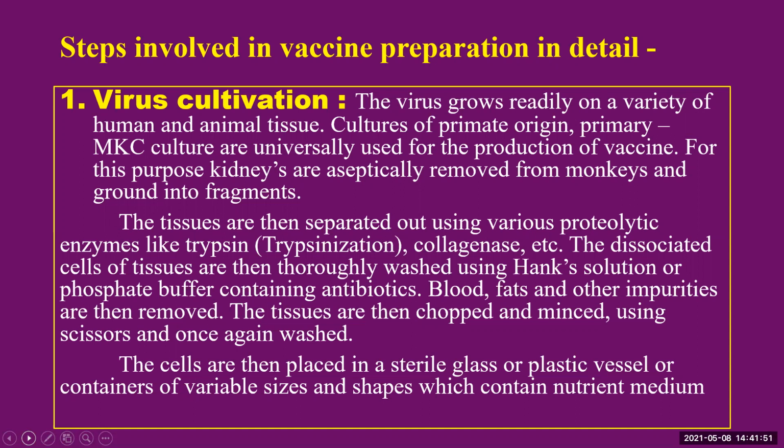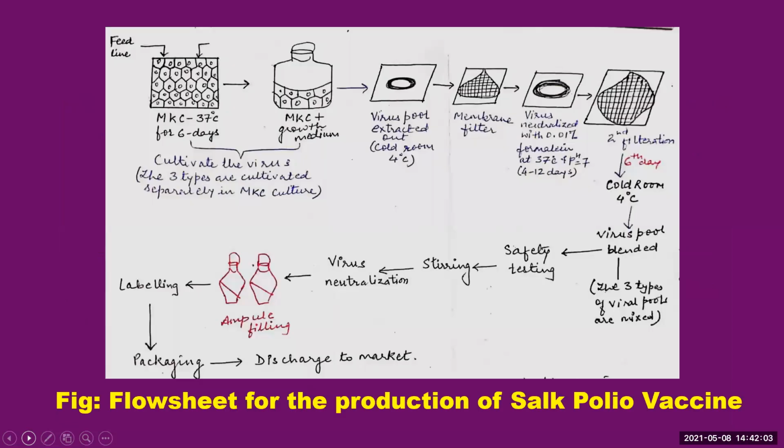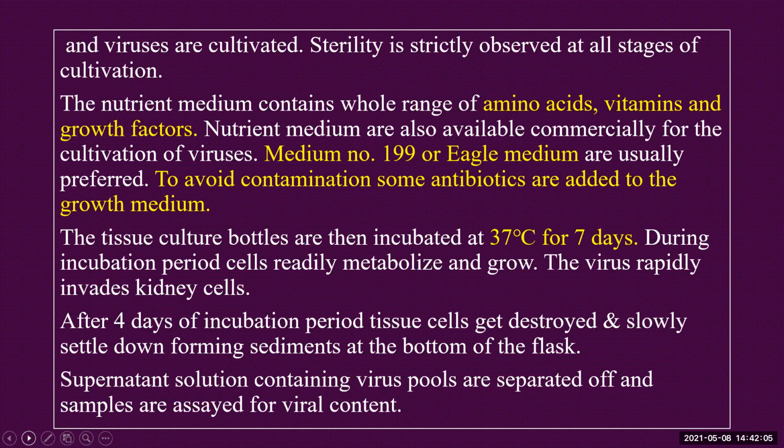Then the individual cells that are separated by trypsinization are placed in a sterile glass or plastic vessel or bottle of various size and shape, which contain nutrient medium. And viruses are cultivated. Sterility is strictly observed at all stages of cultivation. So we cultivate the virus in monkey kidney cell culture.